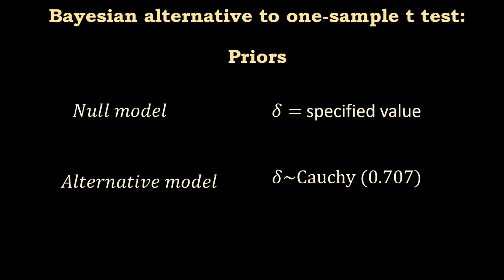It's the same. And in the alternative model, we use the Cauchy distribution with a scale parameter of 0.707, which is the default parameter that JASP uses, so we just use that. Again, it is a symmetric distribution around 0, in which values close to 0 are more likely and values far from 0 are less likely, so similar conceptually to a normal distribution.